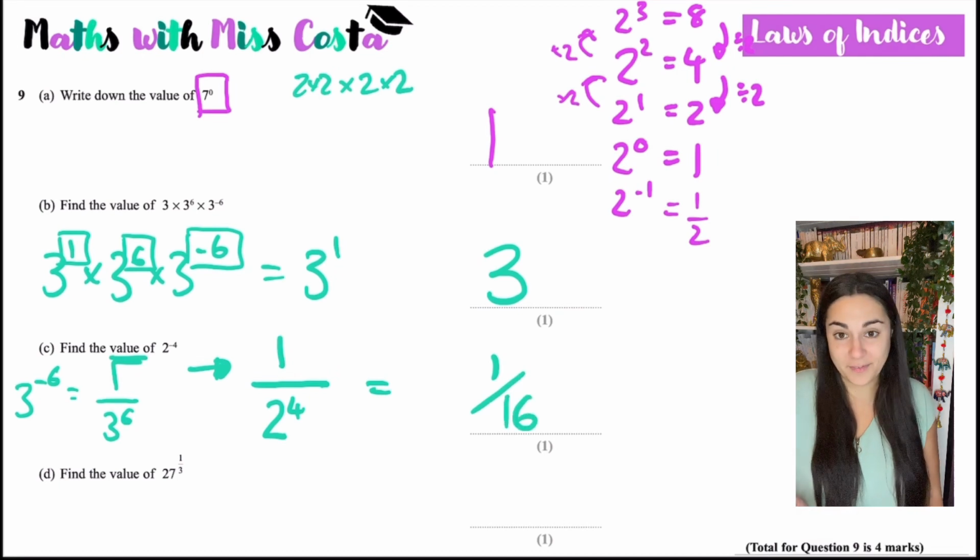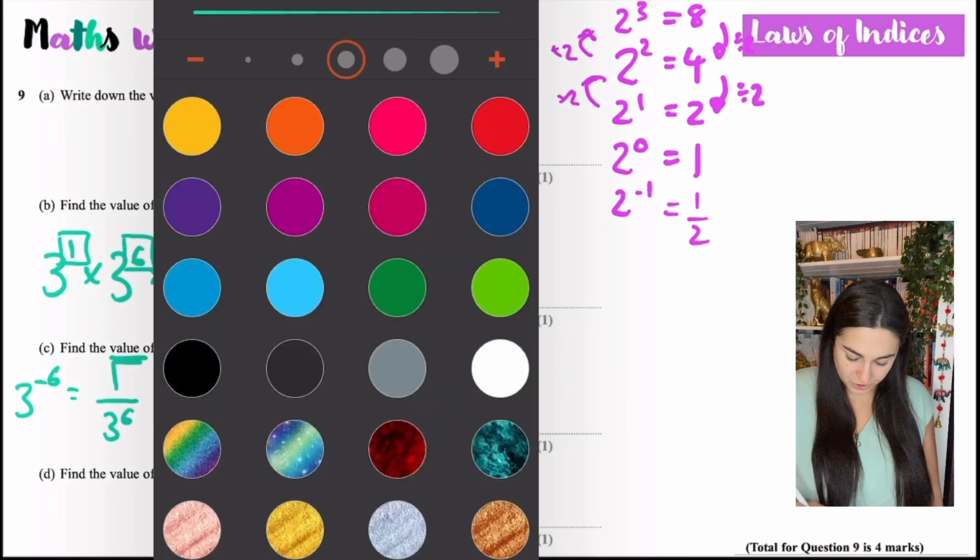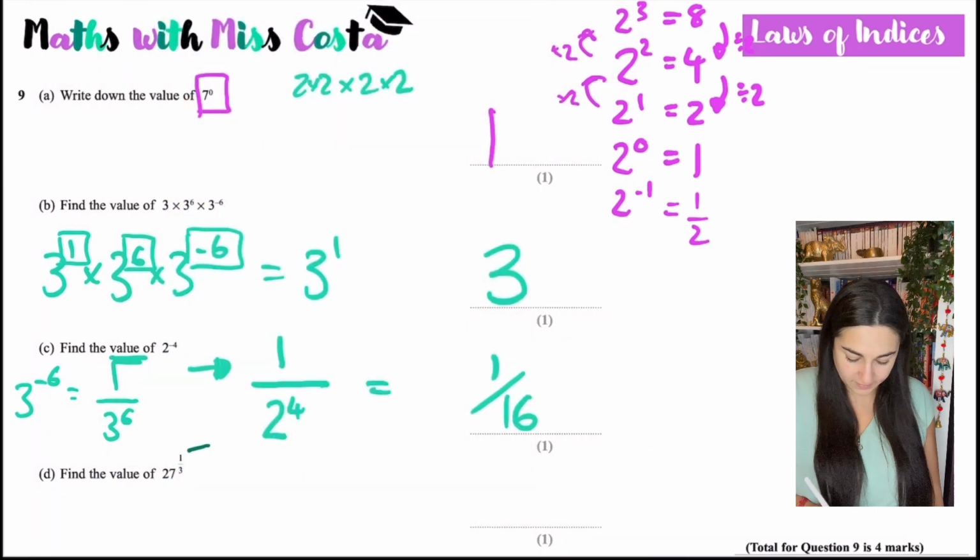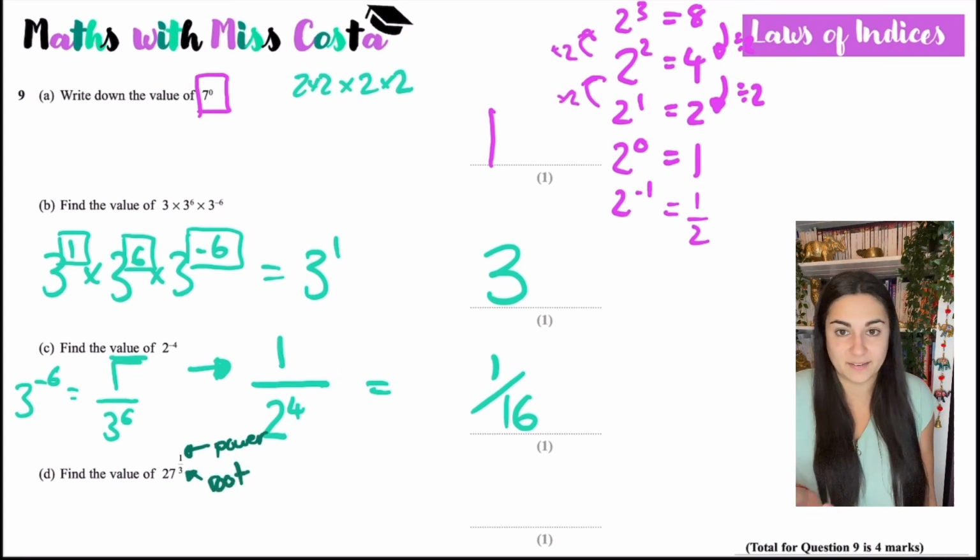And then we have to find the value of 27 to the power of a third. Now, when you've got a fractional indice, the numerator is what it would be to the power of, and the denominator is what it would be to the root of. So in this case, we don't have it being to the power of anything. We just have it to the root of something. And the root is 3, so it would be the cubed root. So you'd write that as the cubed root of 27.